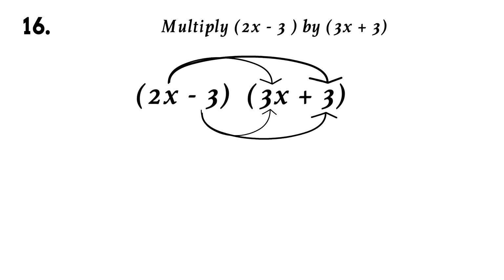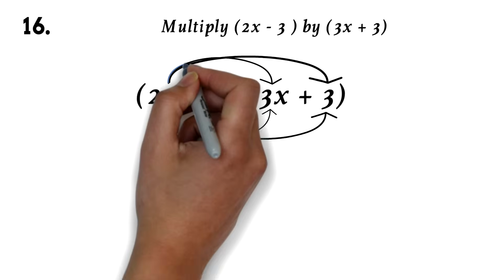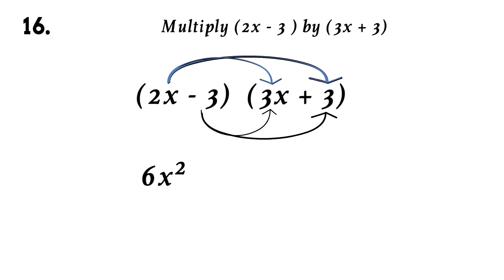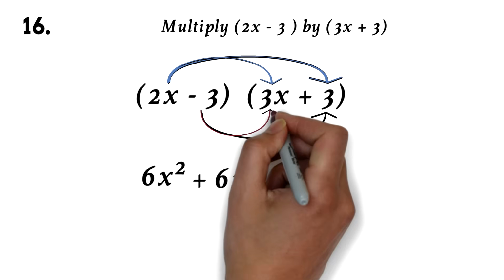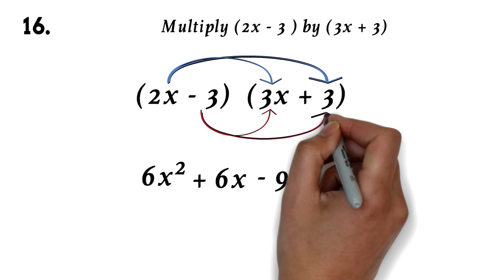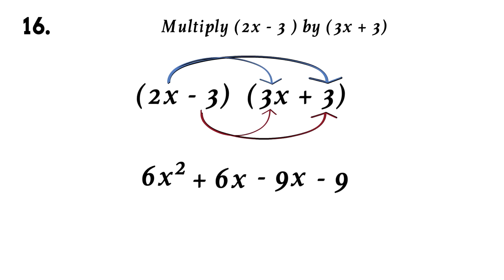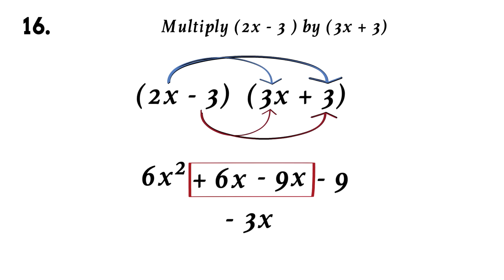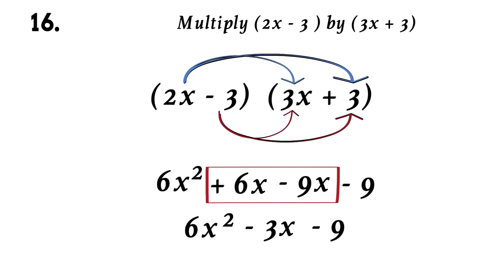Now let's do the multiplication. 2x times 3x will give us 6x squared. 2x times 3 will give us 6x. Next, negative 3 times 3x will give us negative 9x. Negative 3 times 3 will give us negative 9. Next, we can add like terms. 6x minus 9x will give us negative 3x. So our final answer will be 6x squared minus 3x minus 9.